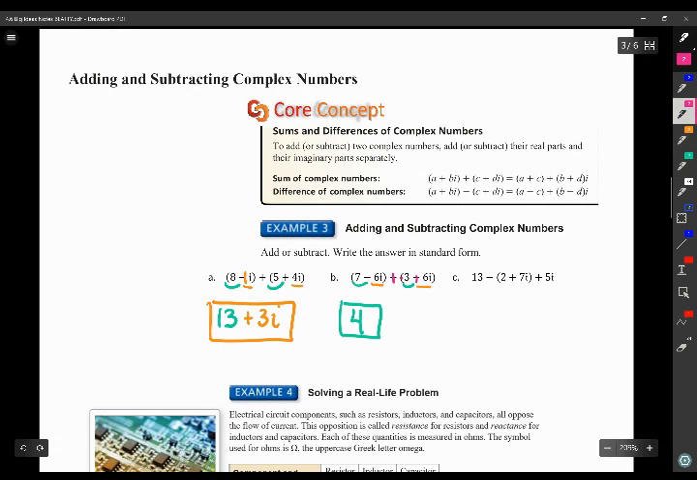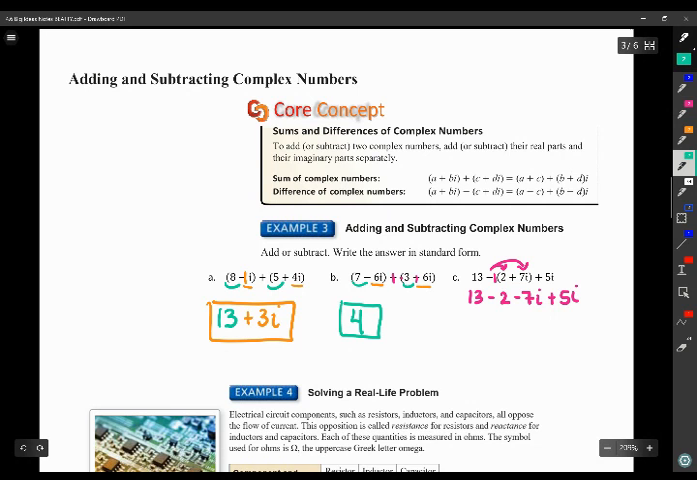For C, make sure you distribute that -1 to everything. So this is 13. Oops, that doesn't look like 13. So 13 minus 2 minus 7i, and then plus 5i. So we distribute the -1 first, or the negative sign, and then we're going to do the same thing.